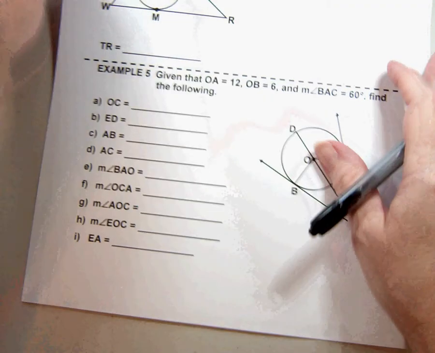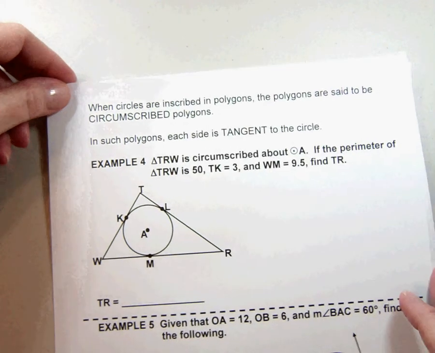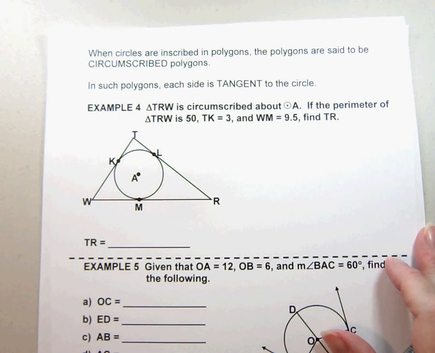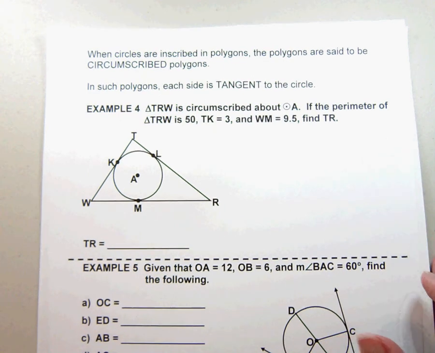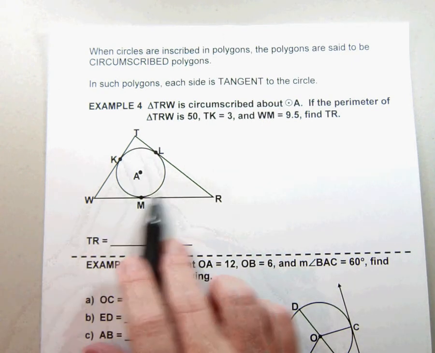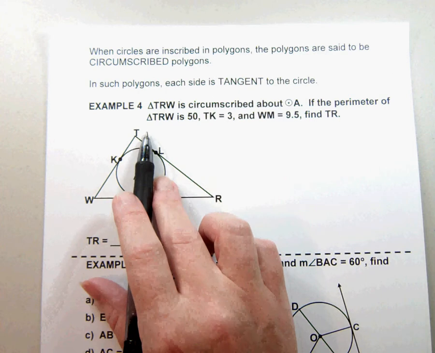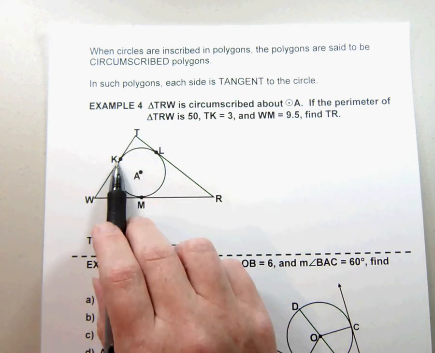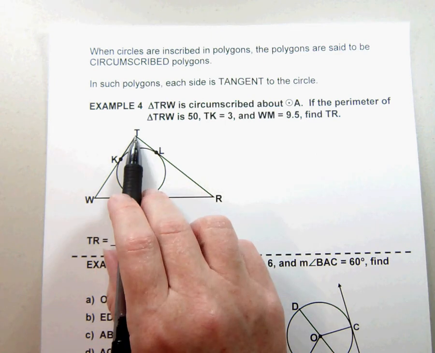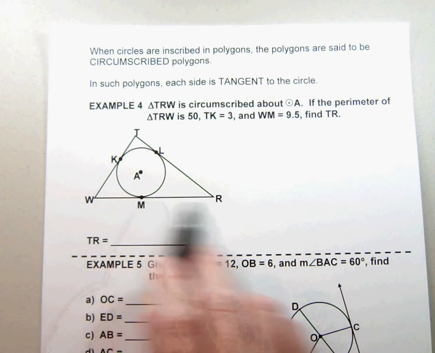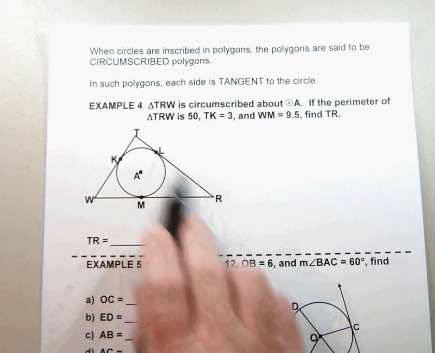Alright, let's move on to example 4. Here's a new vocabulary word, the word circumscribed. A circumscribed polygon is a polygon that has a circle inscribed inside of it. So if you notice, there are two tangent lines from LT to KT to this point. The external point W connects these two tangents, and the external point R connects these two tangents.